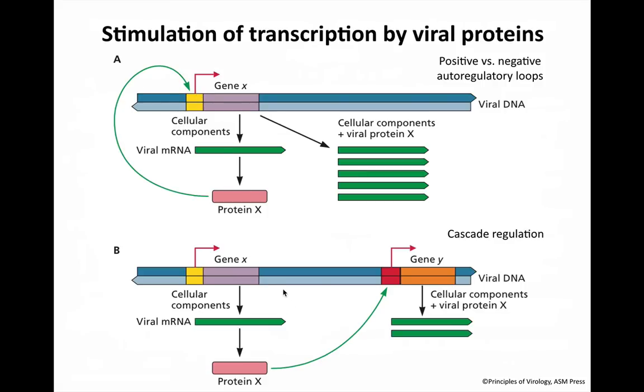On the bottom is an example of cascade regulation. Here we have a double-stranded DNA genome encoding two genes X and Y. In this case, the production of X and its protein product is necessary for the transcription of gene Y. Without protein X, gene Y is not made. So that's cascade regulation.